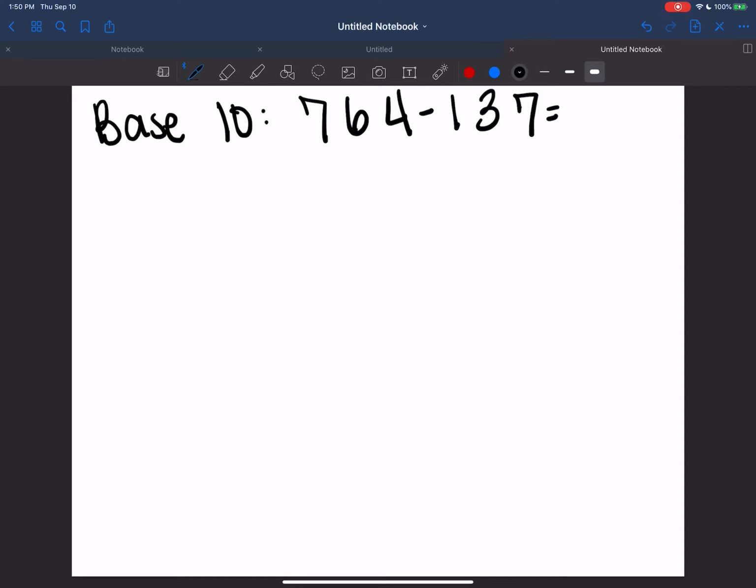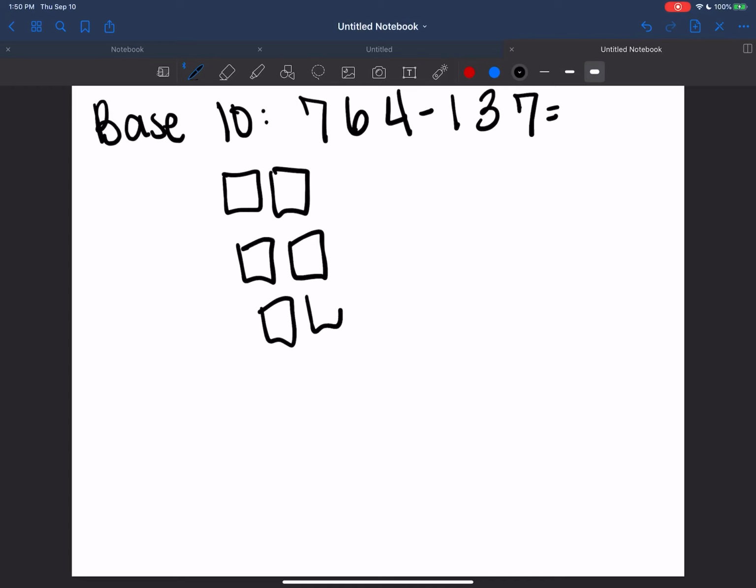So the first strategy I'm going to use is base 10. Remember, with subtraction, we draw or model our bigger number, which is 764. So 7 hundreds, 6 tens, and 4 ones. Now, remember, we are taking away or subtracting, so we are not adding to our model or the number that we already have. We're actually taking away.